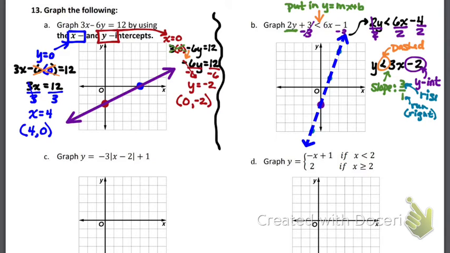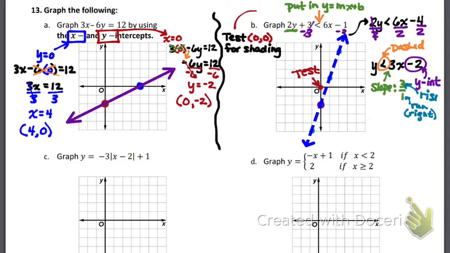So we're going to test a point. I like to test what point? Does anybody remember? 0, 0. Test 0, 0 for our shading. So I'm going to mark 0, 0 on my graph. This is what I'm testing.